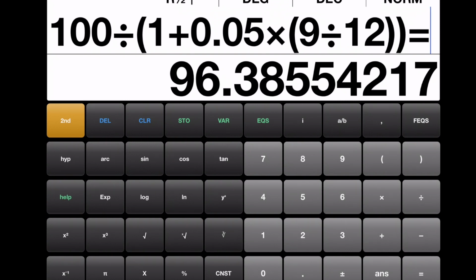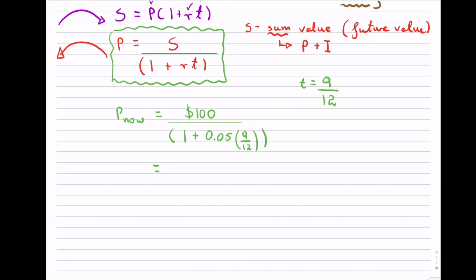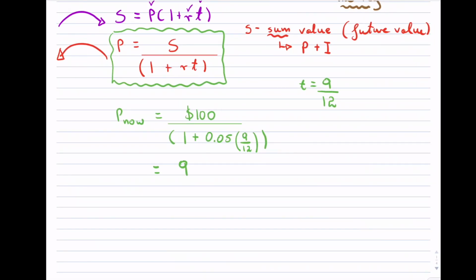We're bringing money back from the future until today. It's not going to be a huge difference because it's 5%, but there is a difference. So as you can see, it turns into $96 and, rounded, 39 cents. So 96.39.